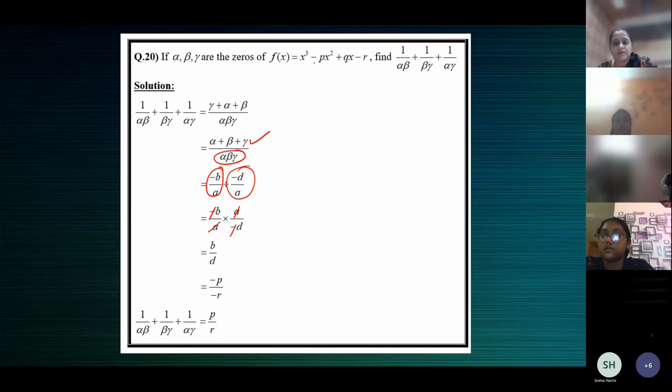What's the value of b? Minus p. What's the value of d? Minus r. So minus p by minus r, which is p by r.